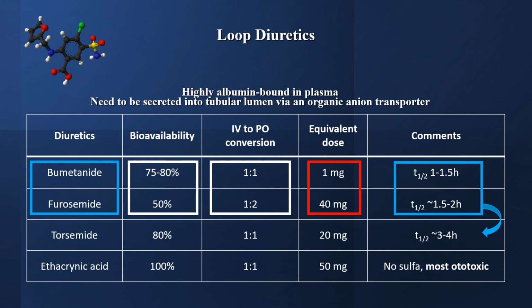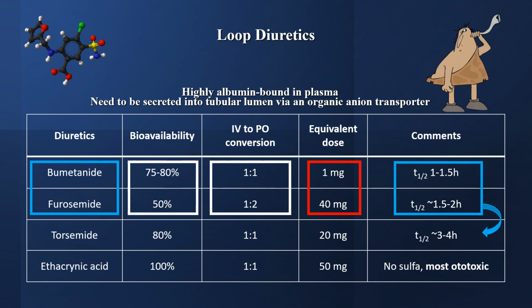Bumetanide is about 40 times more potent compared to furosemide. The dose equivalent is 1:40. This means giving 1 milligram of bumetanide results in the same degree of diuresis as giving 40 milligrams of furosemide.